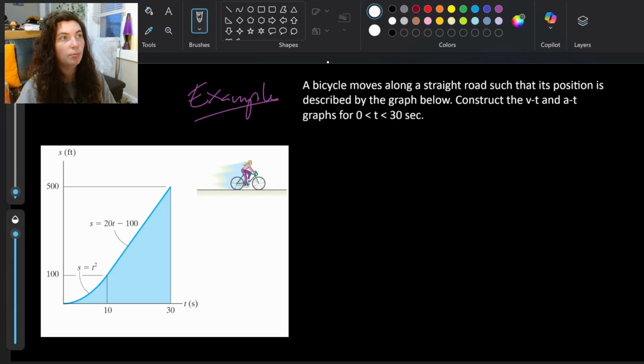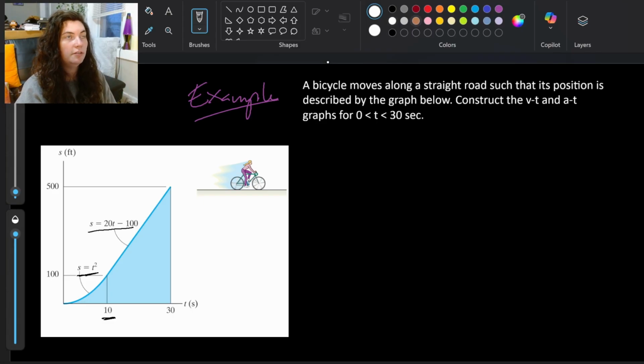But notice that we have this break at 10 seconds here. This break at 10 seconds, because our function is changing. We have one s function, s equals t squared from 0 to 10 seconds, and then we have another s function from 10 to 30 seconds. S is 20t minus 100. So because we have these two different s functions for these two different sections of time, we're going to need to account for them differently and keep that in mind when we're constructing our v and our a graphs.